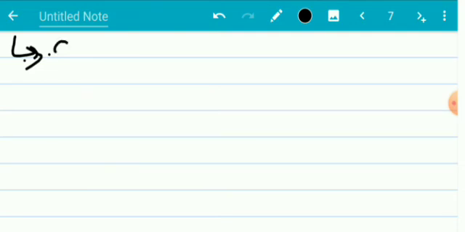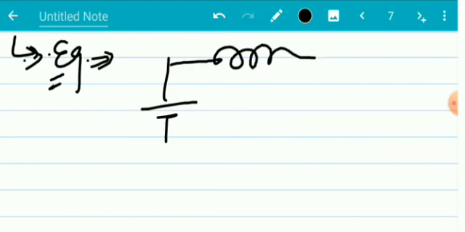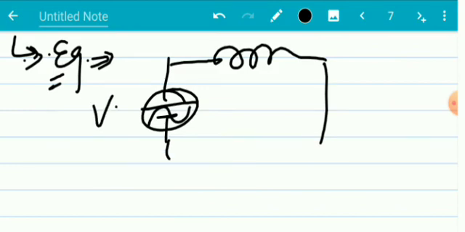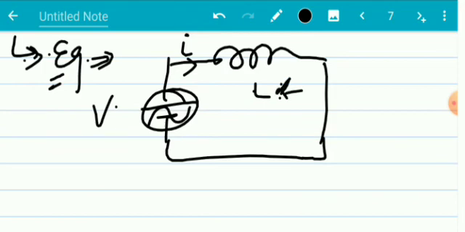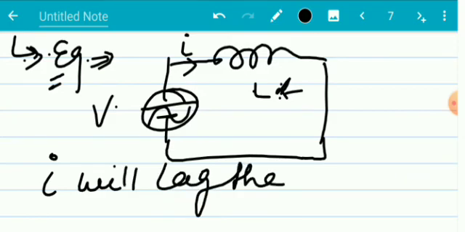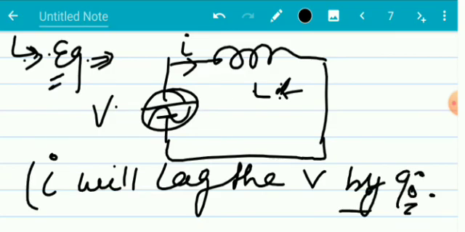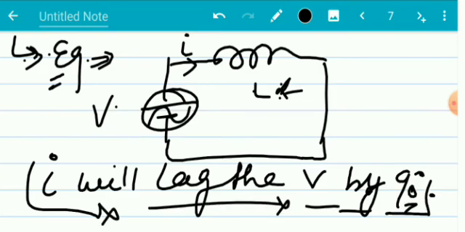Let me just take one example here. As the current passes through an inductor, it lags the voltage. Let me take this as an AC source. This is V and this is our I, this is our L. So in that case, for an ideal inductor, the current, that is I, will lag the voltage, that is V, by 90 degree.